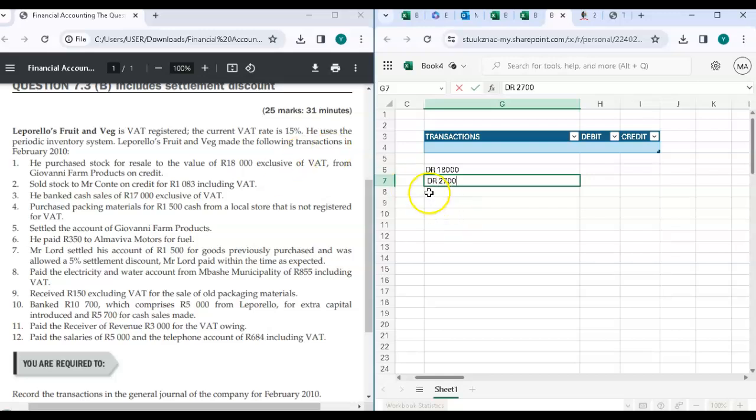And then now you credit. Automatically you know debit equals credit. Always remember there's a space here when you're crediting anything in the general journal. Now, what will be the credit? What came out of your bank? Remember, at the end of the day, when you're paying your supplier, are you paying this 18,000? No, this is exclusive of VAT. You're paying the 18,000 plus 2,700, which is 20,700.